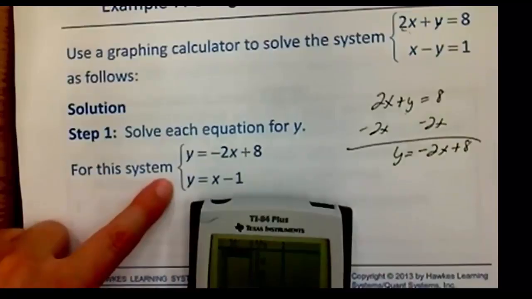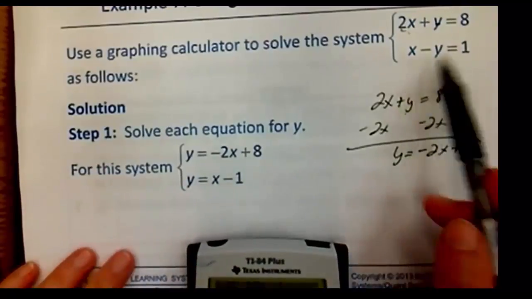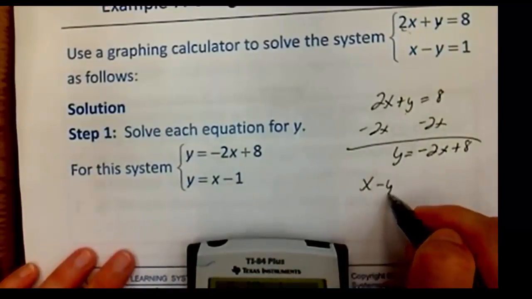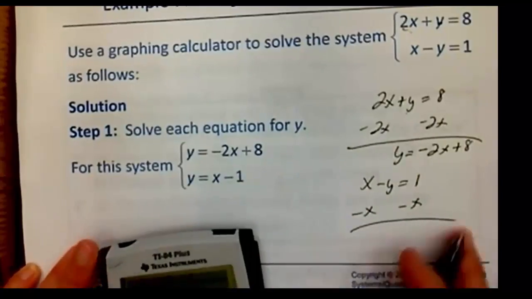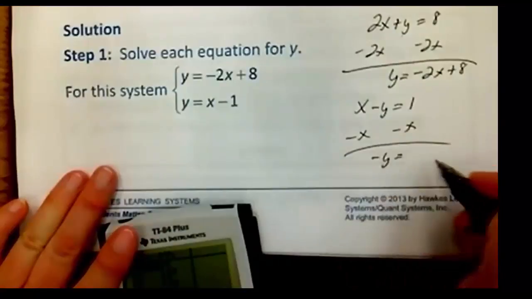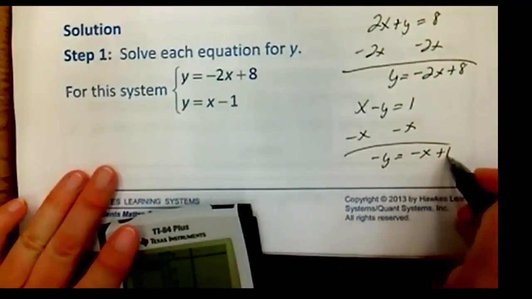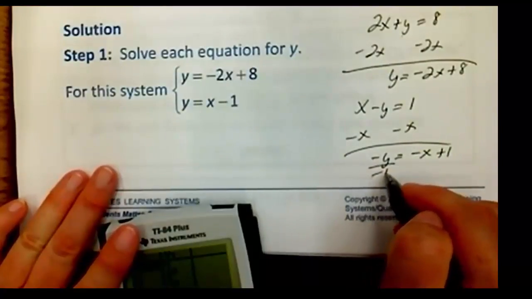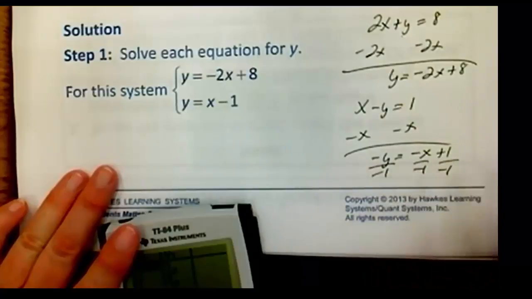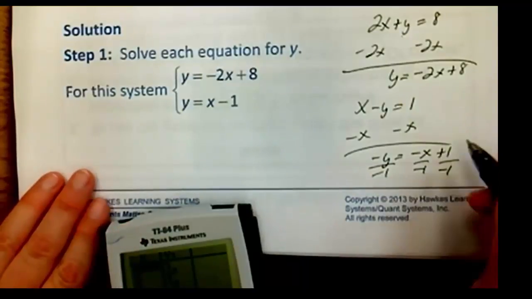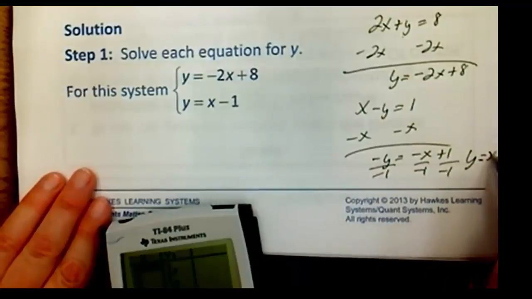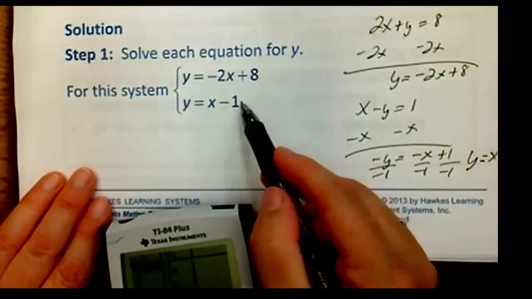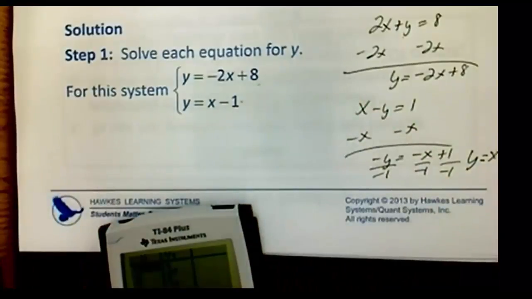So they've already gone through and solved it here. Then you do the same thing with the second one. x minus y equals 1 minus x. But that leaves me with a negative y equals a negative x plus 1. Change all of my signs because I need to divide by negative 1, because y is not alone. And that will give me y is equal to x minus 1. And that's where they get this piece. So that's my 2 pieces.